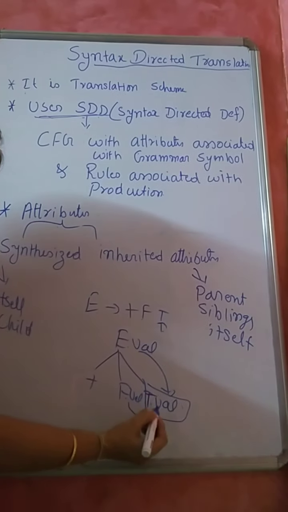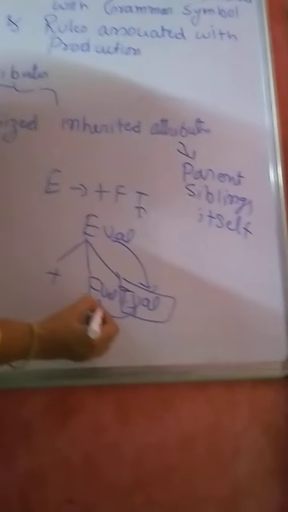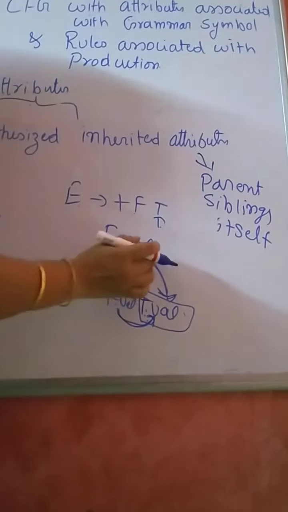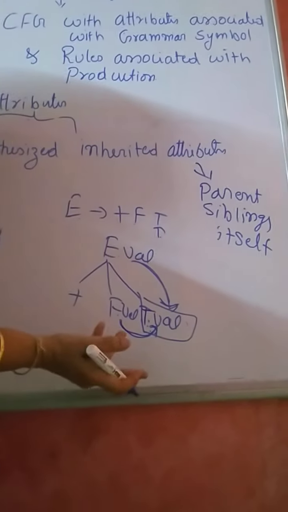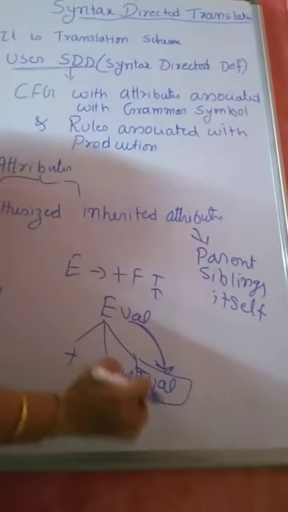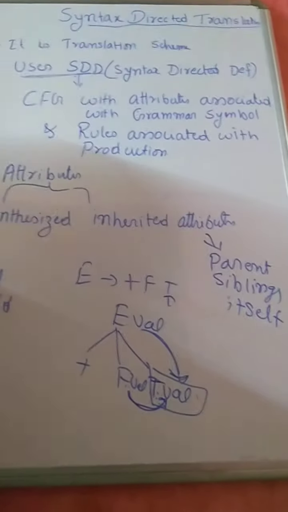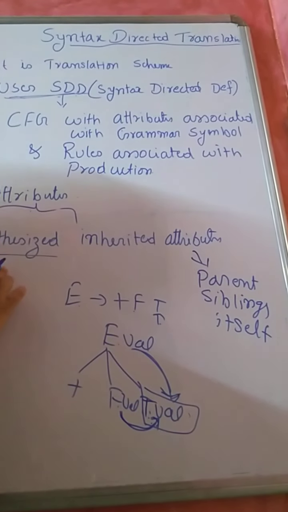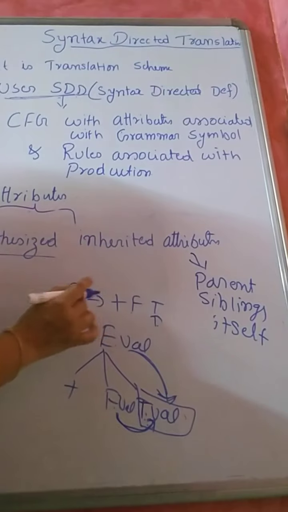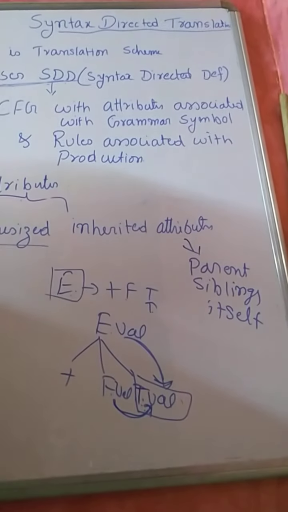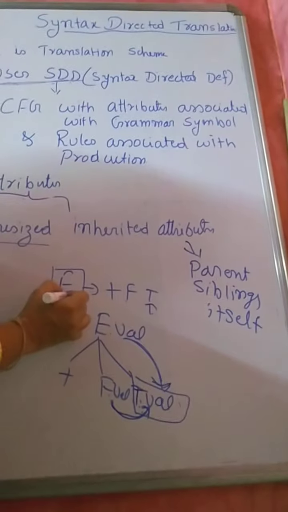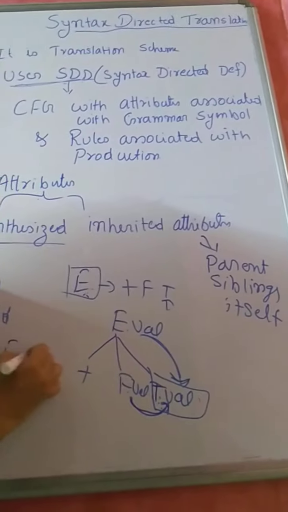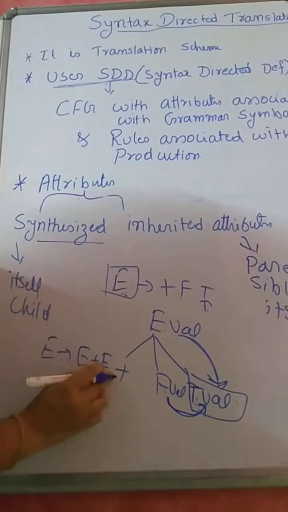So here the value of this depends on the value of a sibling, or it depends on the value of a parent, or it may depend on both the sibling and the parent or by itself. Then we call such an attribute an inherited attribute. And remember this point: all the synthesized attributes will usually be associated with the head of the production. So the value of this depends on the value of the child nodes.